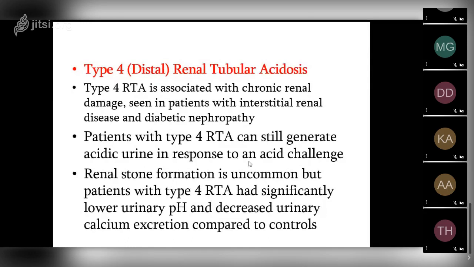The third one is type 4, and this type 4 renal tubular acidosis is associated with chronic renal disease in patients with interstitial renal disease and diabetic nephropathy. Patients with type 4 renal tubular acidosis can still generate acidic urine in response to acid challenge, and renal stone formation is uncommon, but patients with type 4 renal tubular acidosis have significantly lower urinary pH and decreased urinary calcium excretion compared to the normals or the controls.